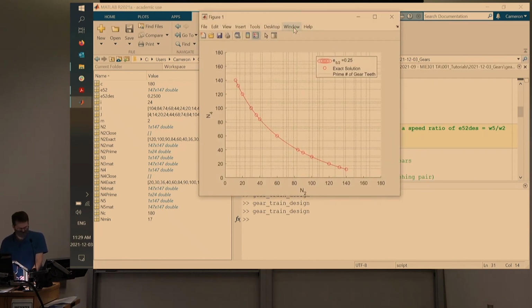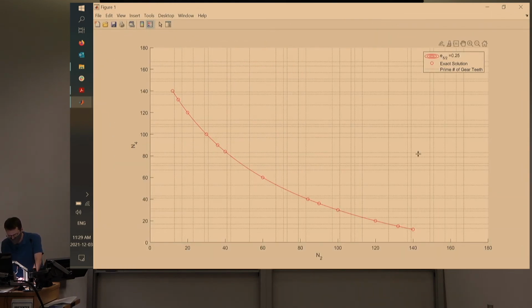And it gives you this plot. And this plot will tell you all the solutions for giving you a value of 0.25. But some of them are inexact solutions. So everything on this line is an inexact solution. So here we have a solution for n2 and n4. So let's say, we can't quite get on the line because it has to be an integer number.